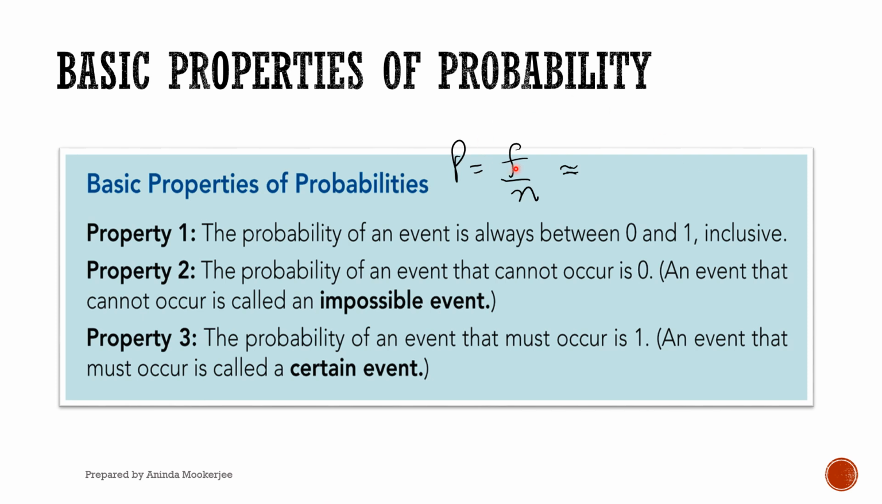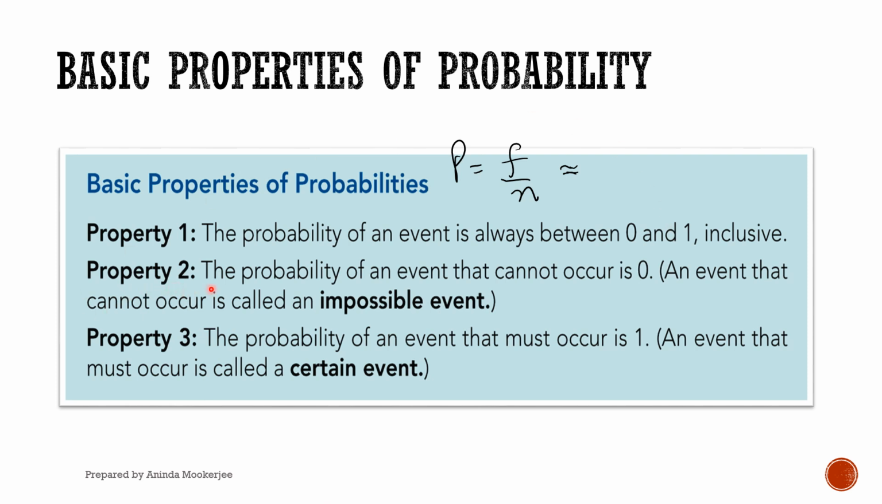You have to go back and check your work. All right, so the probability of an event must be a value between 0 and 1 inclusive. So it can be a 0. We can have a probability value of 0. We can have a probability value of 1. But more often we get a value between this range, 0 and 1.